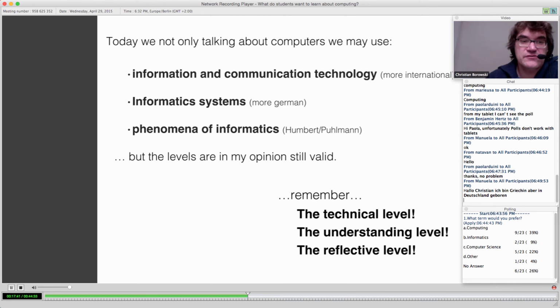But the other part, the levels, I think it's still valid. If you think about computers, or informatics, or computing, you have to think about these three levels. I think it's very important. That's why I put it here.